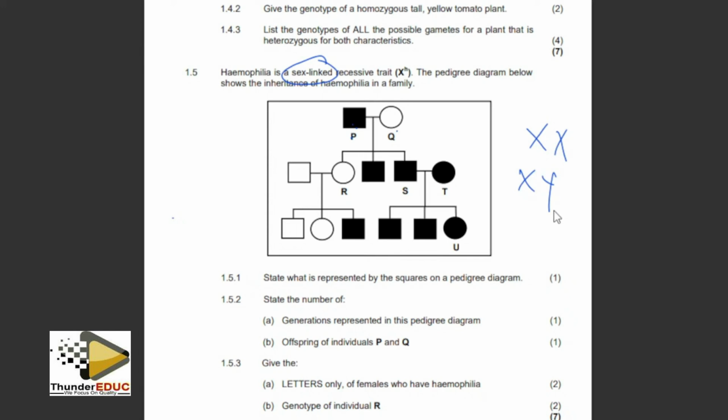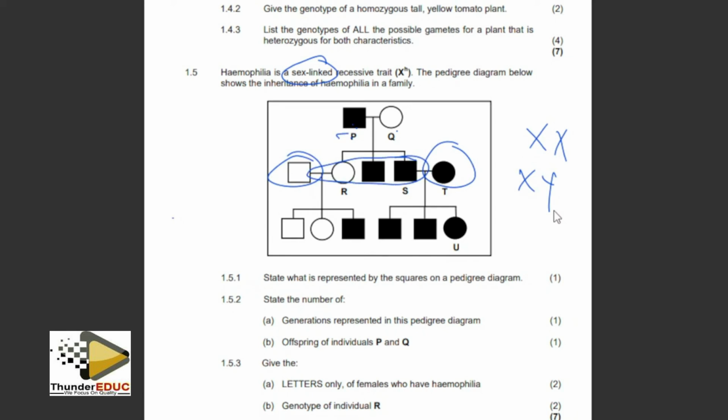All right. How many kids are produced by P and Q? They are how many? 1, 2, 3, 4, 5. I know many people are going to say that. They are not 5. This one is an intruder. This one got married. So there are only 3 kids. How many generations are here? 1, 2, 3. There are 3 generations.